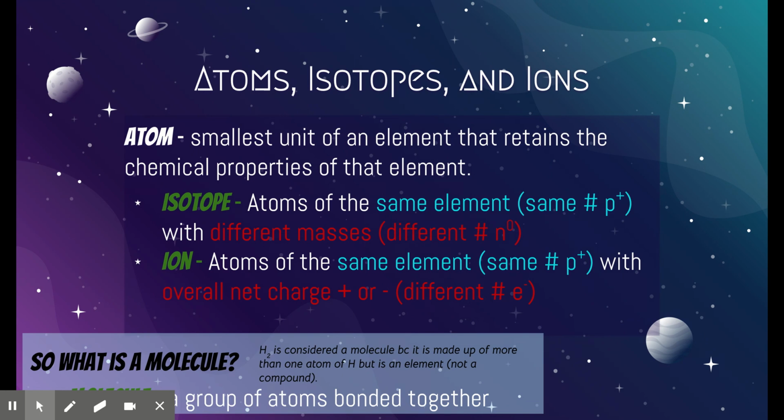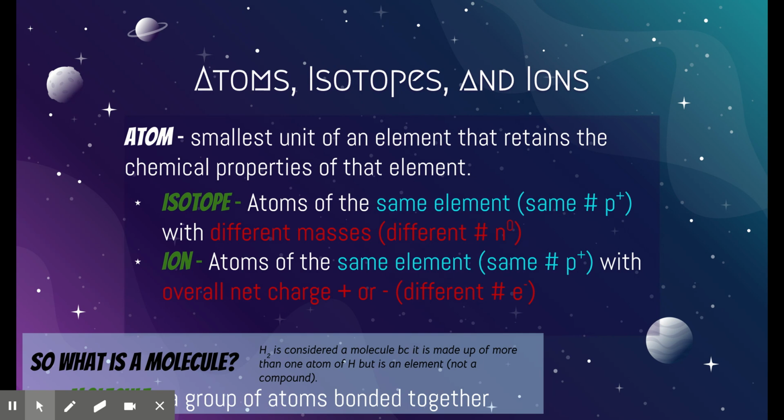Okay. So an atom is the smallest unit of an element that retains the chemical properties of that element. So that means an atom of oxygen has all the same chemical properties as a whole bunch of oxygen atoms. Okay? And so that's what an atom is. So what is a molecule? We tend to use those words interchangeably. A molecule is a group of atoms bonded together.